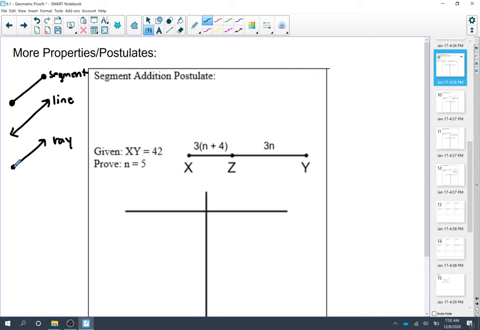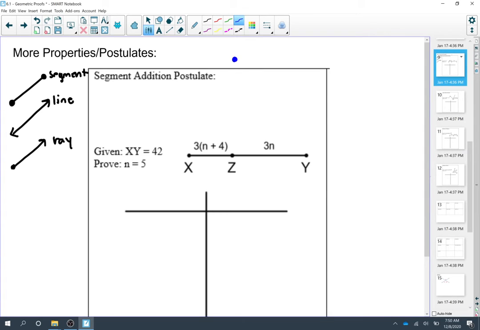So a ray has an endpoint and an arrow. A line goes forever in both directions, and then a segment has two endpoints. So here we're talking about the segment addition postulate. Before we get to the proof, let's just go over the postulate.